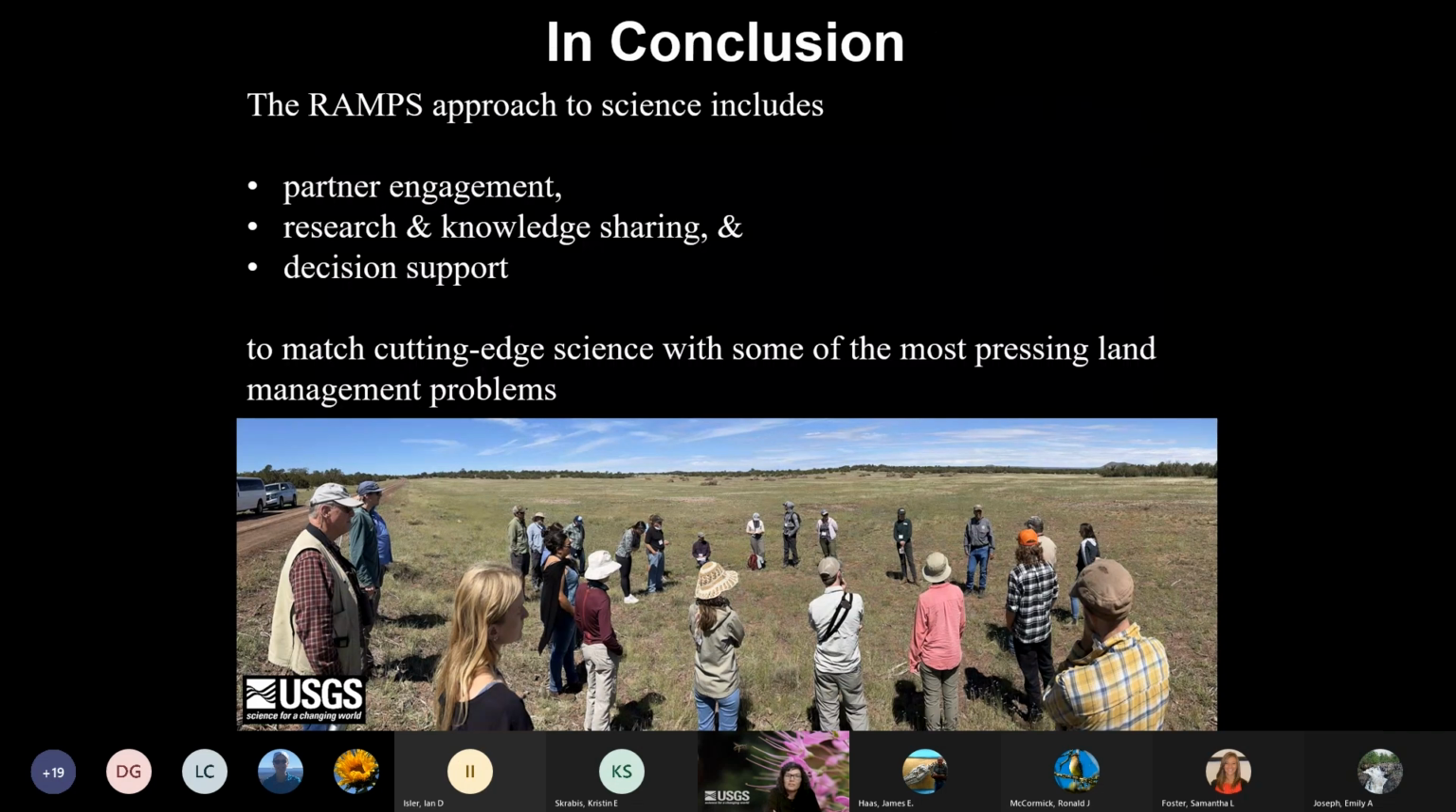So in conclusion, I'll just reiterate that the ranch approach to science includes partner engagement, research, knowledge sharing, and decision support. And this is done to match cutting edge science with some of the most pressing land management problems. This is a photo of us. Actually, last week, we did a field tour of some vegetation management that happens out on the Colorado Plateau.